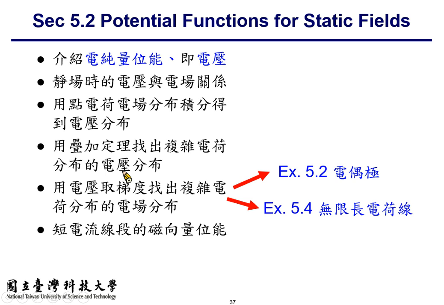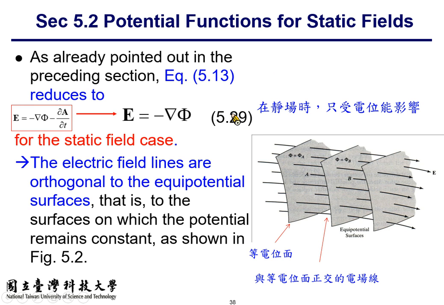And so we will look into example 5.2, which is a case of electrical dipole, and example 5.4, which is infinitely long electrical charge lines, and we're looking into the magnetic vector potential. So originally in section 5.1, we have this relationship.